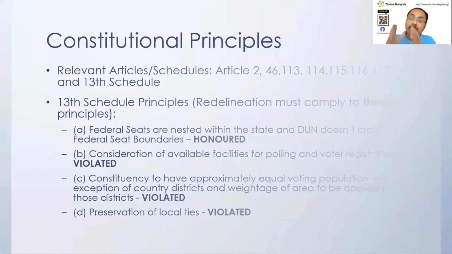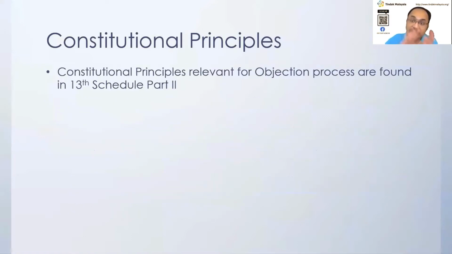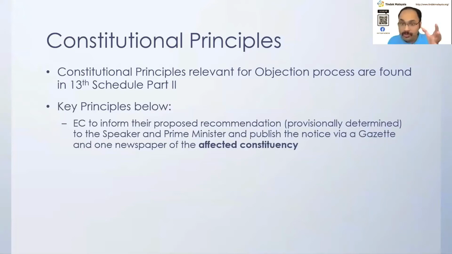Now, for our presentation today, we will look at the second part of the 13th Schedule, because our concern today is the objection process. What the 13th Schedule Part 2 states has some key principles. First, the EC needs to inform of their proposed recommendation. That means the EC provisionally determines the boundaries of all the constituencies. This notice is communicated to the Speaker of Parliament, to the Prime Minister, and by notice via the Gazette and at minimum one newspaper of the affected constituency. The keyword must be highlighted.